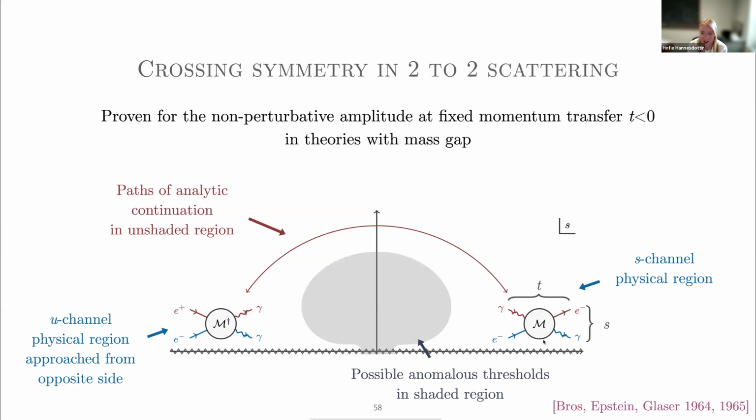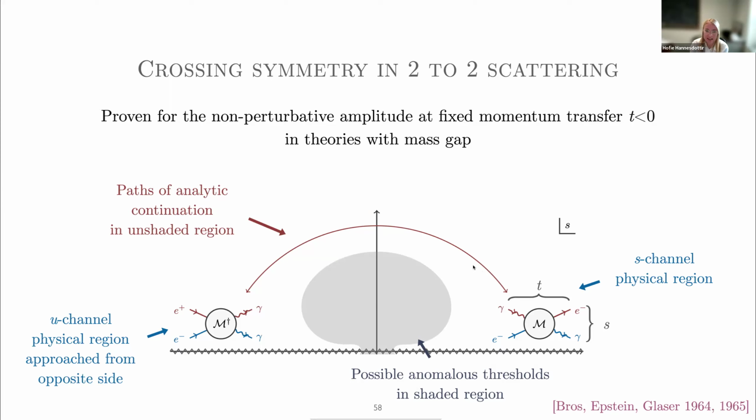And this is the S-channel physical region. And what they showed was that there is basically a bounded region here where we could possibly have singularities. So there are possibly some anomalous thresholds, or in other words, singularities in this shaded region here. But very crucially, this region is bounded.